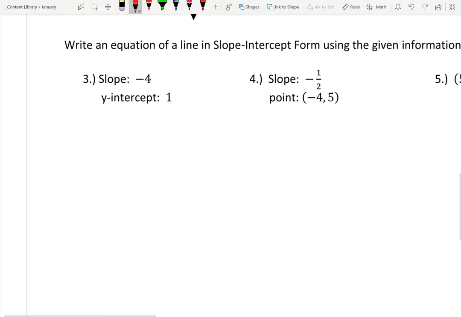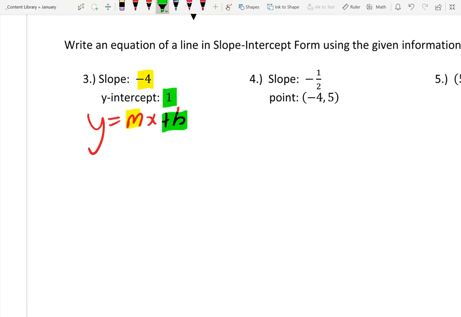Okay, number 3 is a very simple one. So remember, slope-intercept form is y equals mx plus b. We've said this before. M is counted as our slope number, and b is counted as our y-intercept number. Now, this problem tells us what both of those numbers are. So my answer is just going to be y equals negative 4x plus 1.